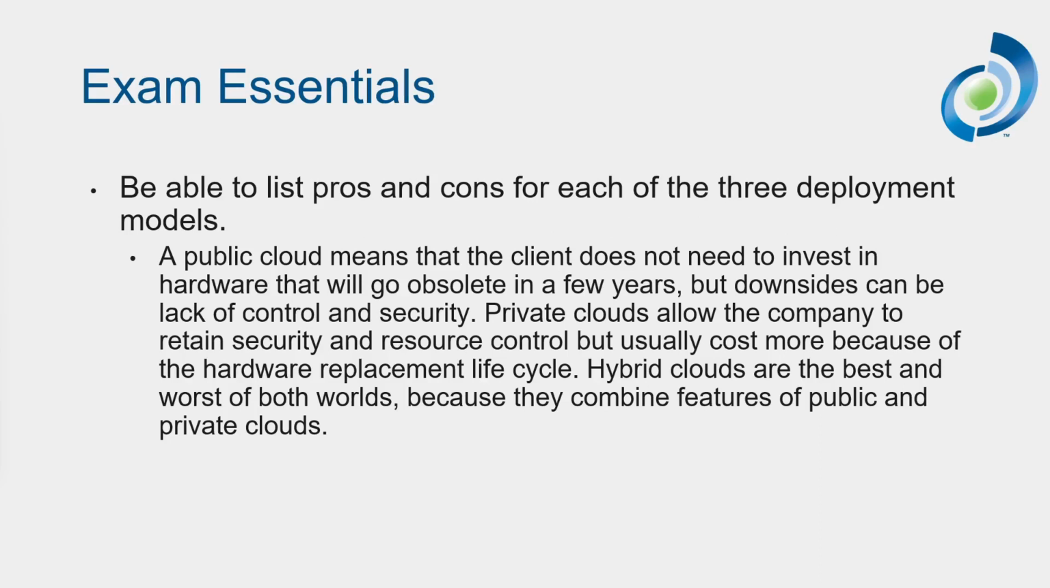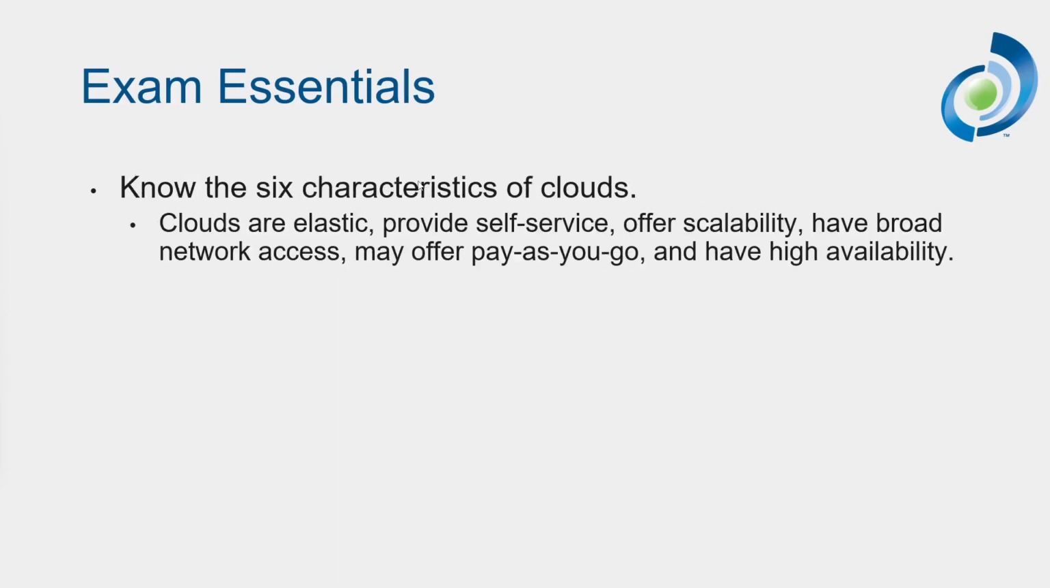Public cloud means that the client does not need to invest in hardware that will go obsolete in a few years, but the downside can be the lack of control and security. Private clouds allow the company to retain security and resource control, but usually cost more because of the hardware replacement lifecycle. Hybrid clouds are the best and the worst of both worlds because they combine features of public and private clouds. Know the 6 characteristics of cloud.